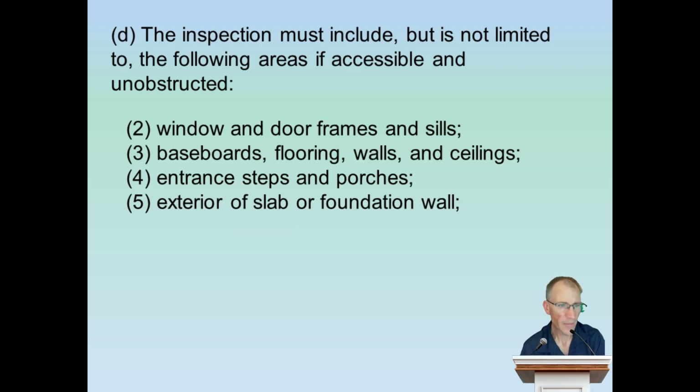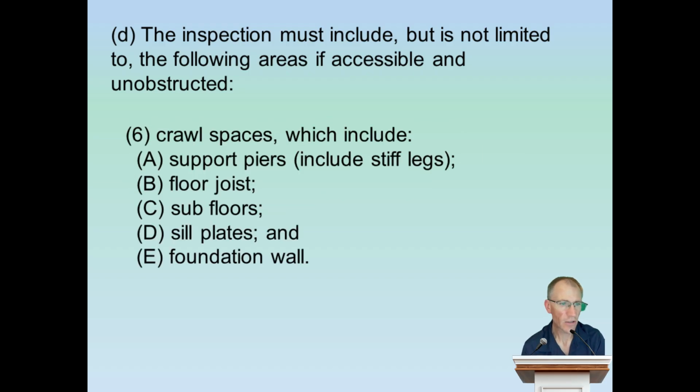D. The inspection must include but is not limited to the following areas if accessible and unobstructed. 2. Window and door frames and sills. 3. Baseboards, flooring, walls, and ceilings. 4. Entrance steps and porches. 5. Exterior of slab or wall foundation. D. The inspection must include, but is not limited to, the following areas, if accessible and unobstructed.